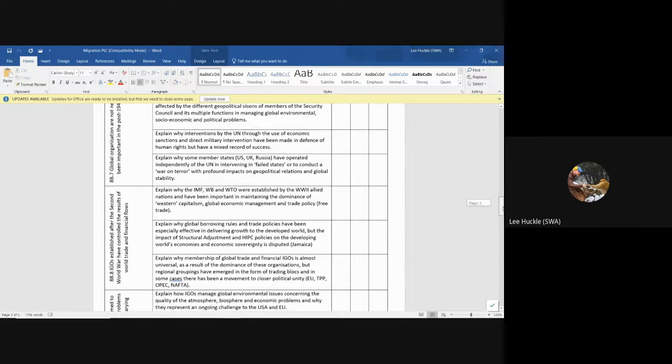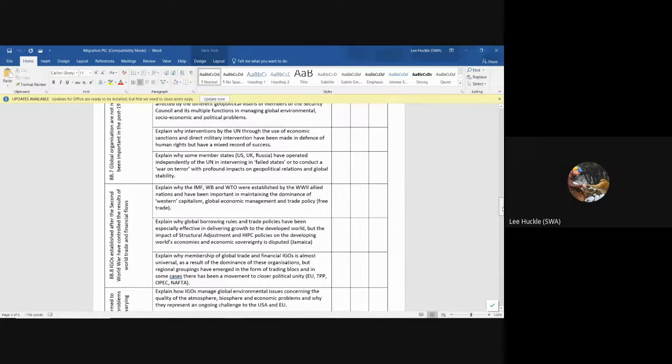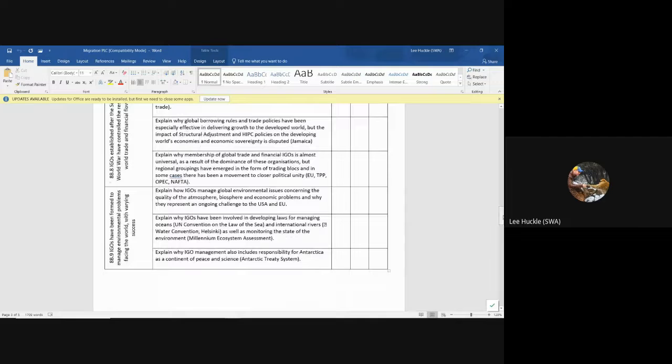The second part of EQ3 is looking at intergovernmental organizations, IGOs, established after the Second World War, have controlled the results of world trade and financial flows. And then finally, the third part of EQ3, again, is intergovernmental organizations, IGOs, have been formed to manage environmental problems facing the world with varying success.